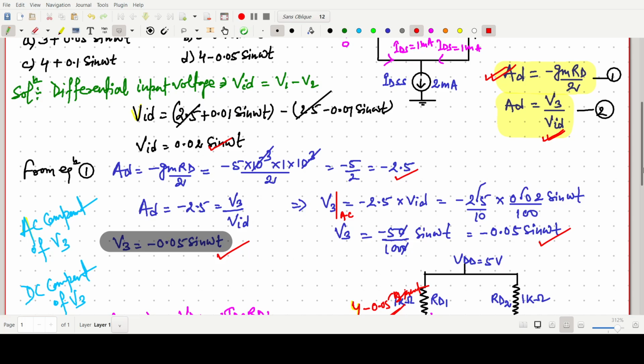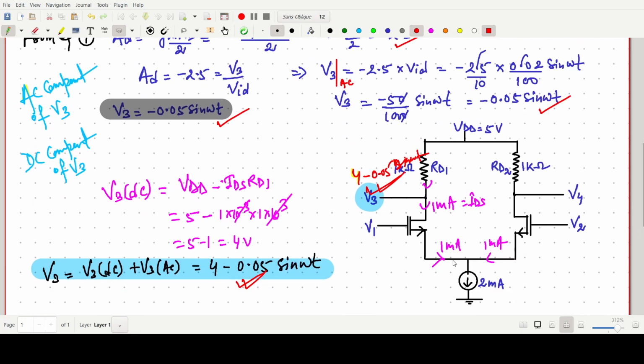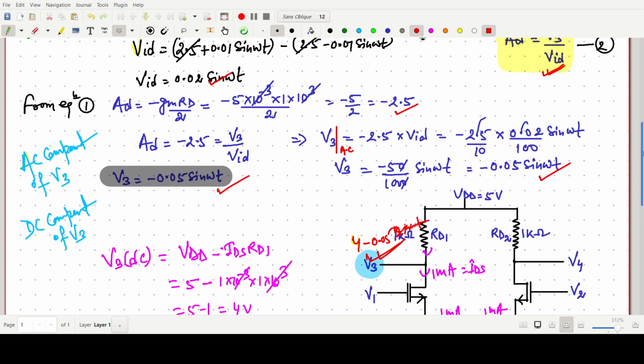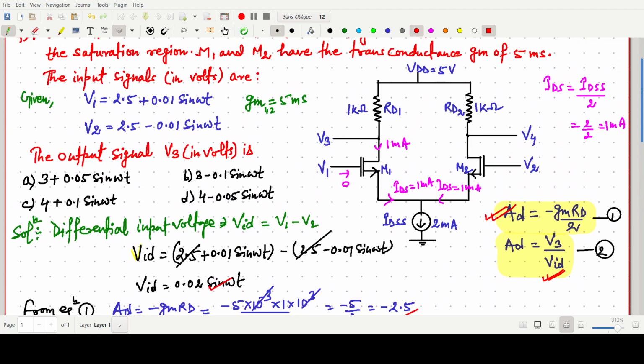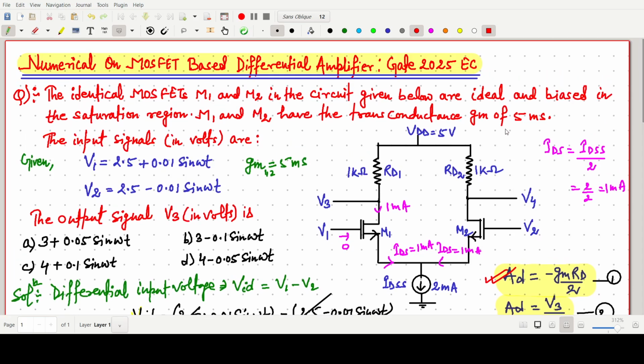And for the DC component, simple, we use this 2 milliampere, 1 milliampere each, and this will be VDD minus IDS RD1. So it will give this one. So the correct answer will be 4 minus 0.05 sin omega t. Which one is the correct answer? The correct answer will be this one, 4 minus 0.05 sin omega t.